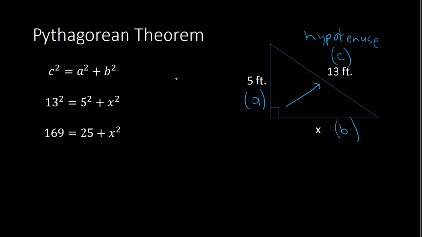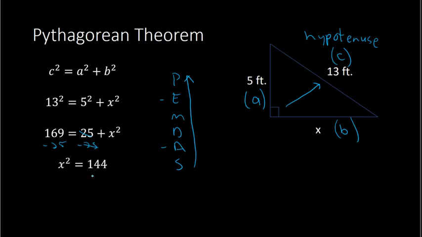Now to solve, remember I can do reverse order of operations. So I see here a 25 being added and an x being squared, which is an exponent. So I can get rid of the 25 by subtracting 25 from both sides. That gives me x squared equals 144. And then I can get rid of the exponent, the square, by doing the inverse of squaring, which is square root. So I square root both sides. On the left I have x, and on the right I have the square root of 144, which would be 12. So x would equal 12.